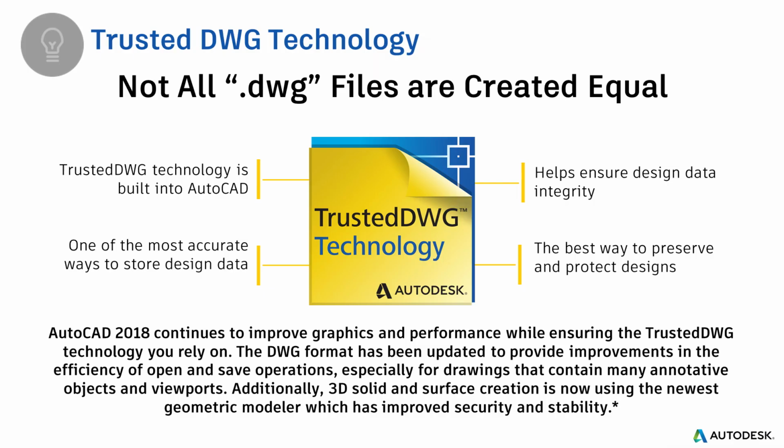And finally, part of AutoCAD 2018, we've updated the DWG file format. We haven't done this since AutoCAD 2013, and we do it as infrequently as we can because we don't want it to be disruptive for our customers. The reason we've done it this time is that it improves the efficiency of open and save operations. It's also got our latest 3D solid surface creation, our ASM modeler, we call it internally, and it's got improved security and stability. We've future-proofed this file format as much as we can in terms of the features that we're going to add, to make sure that this file format stays for a while.